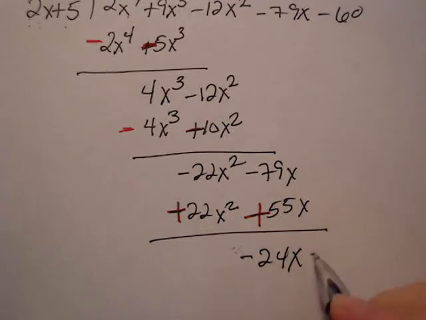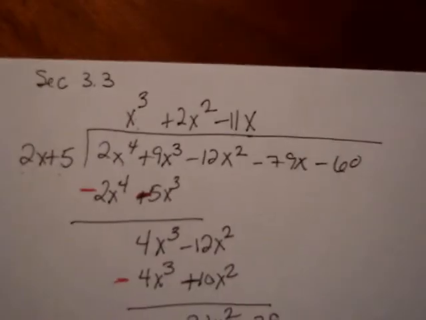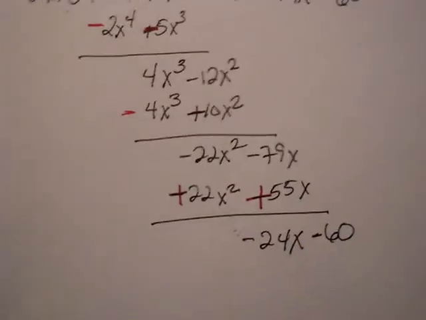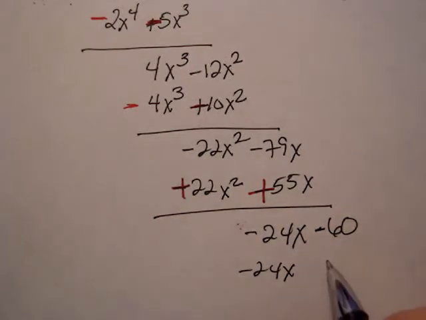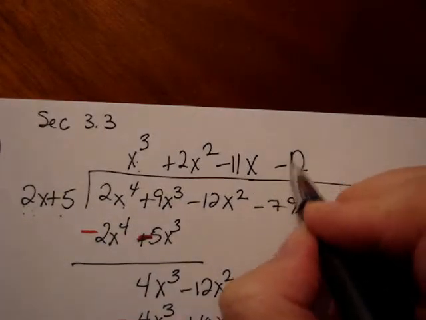Now I bring down my last term, which you can't see anymore, is negative 60. And then I ask myself again, what times 2x would give me exactly negative 24x? Well, how about negative 12? Okay, negative 12 times 2x will give me negative 24x.